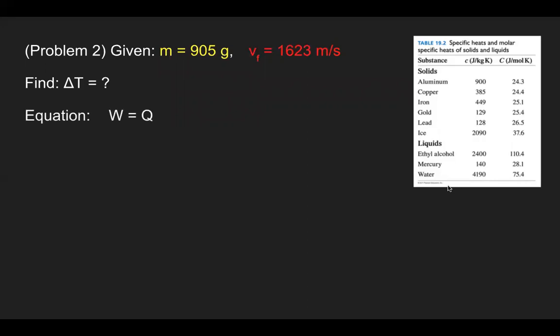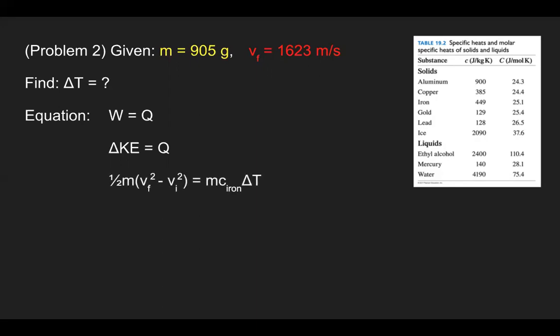In the problem, it said all that energy that was converted from kinetic was transferred to heat. So it's basically saying that work is equal to heat for this problem. In this case, we'll say that work, remember, the definition is a change in kinetic energy, and we'll set that equal to heat again.